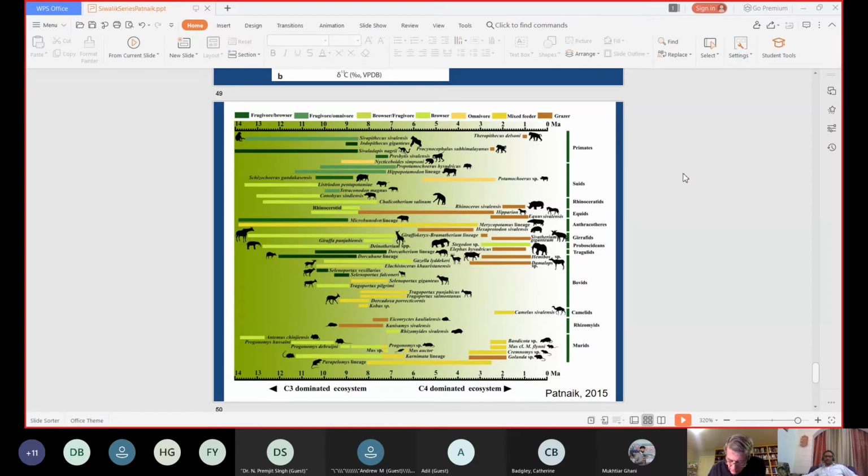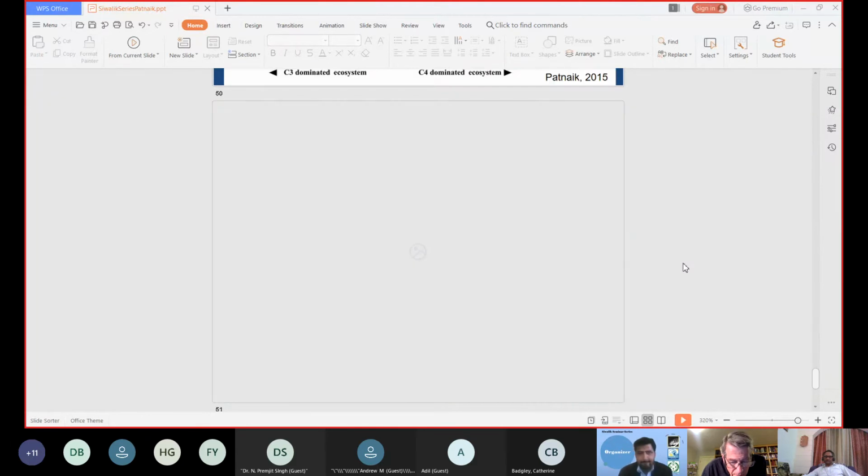Of course, there are a lot of views on whether it was synchronous or asynchronous, whether it happened at one time in the Potwar and another time in the northeast. Not very sure, but the overall picture shows that the browsers were being replaced by the grazers.